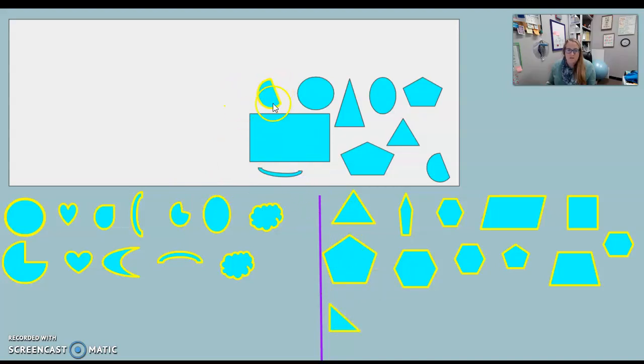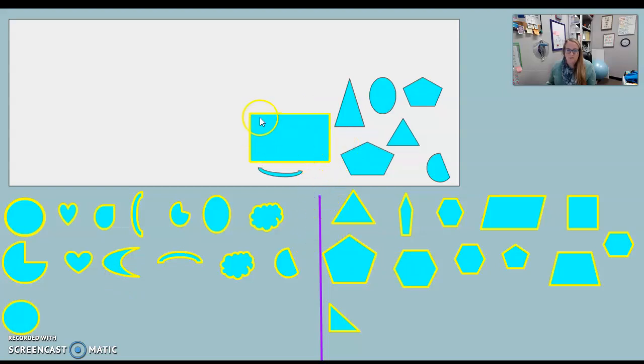All right, what about this shape? It looks kind of like a circle that got cut in half. So is the circle that got cut in half going to go with the other circle or the triangle? I'm going to put it over here with the other circles. What about this circle? Is this circle going to go with the circle or the triangle? Yeah, it's going to go with the circle.